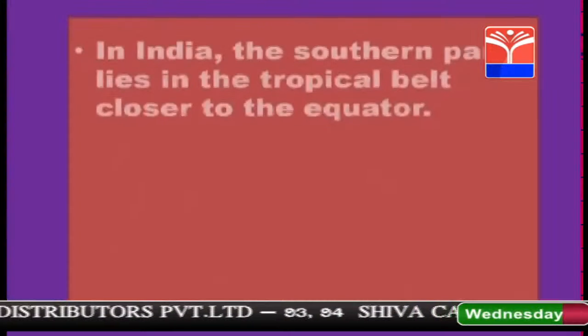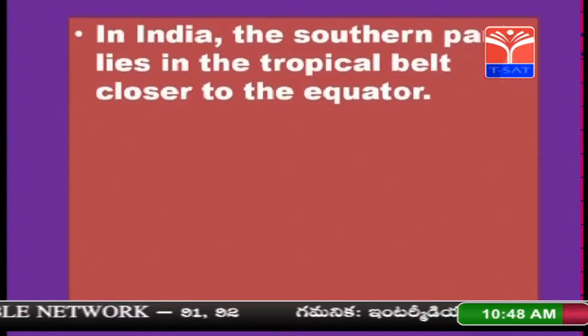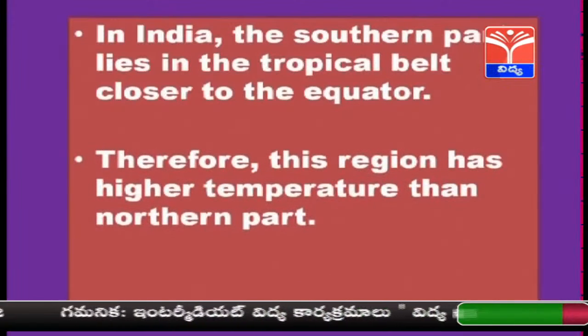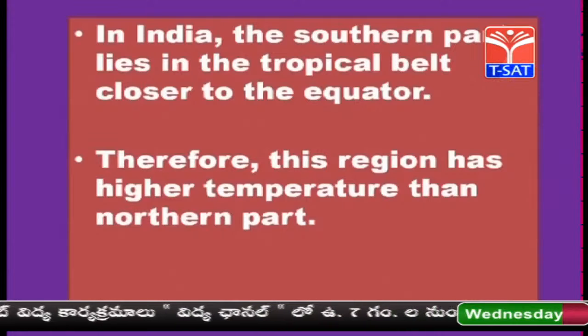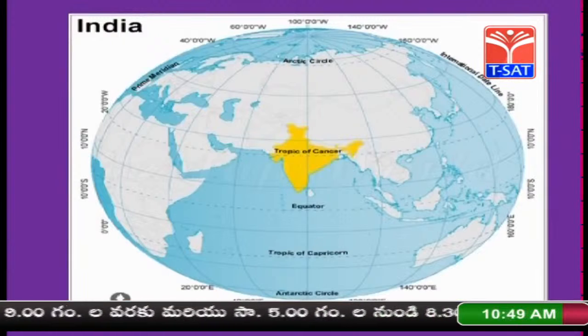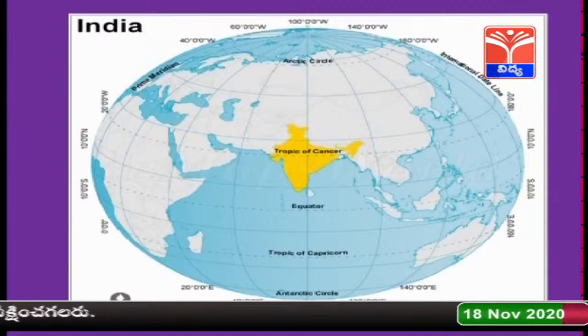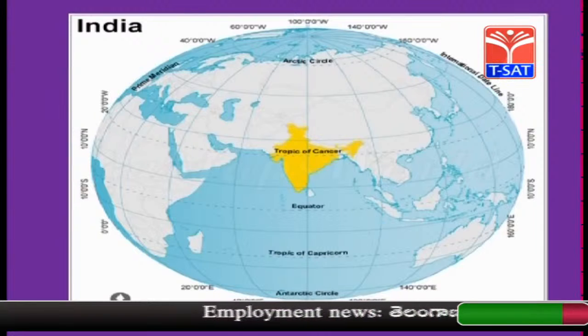Did you understand? In India, the southern part lies in the tropical belt closer to the equator. Therefore, this region has higher temperature than northern part. Look at this image. Can you see India on the globe? Yes. So, which part of India is receiving higher temperature and which part is receiving less temperature? Yeah, the southern part of India has higher temperature compared to northern part of India because it is very close to the equator.